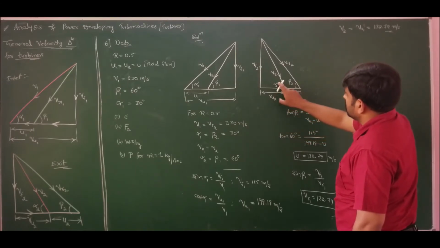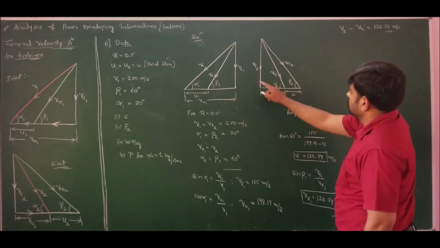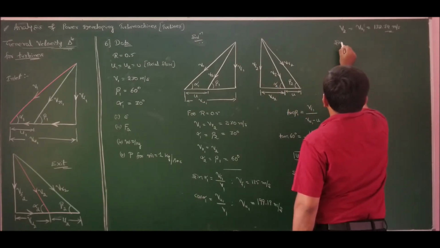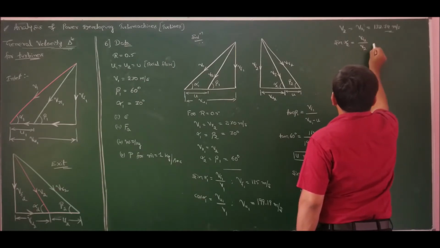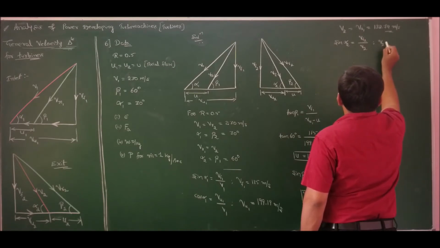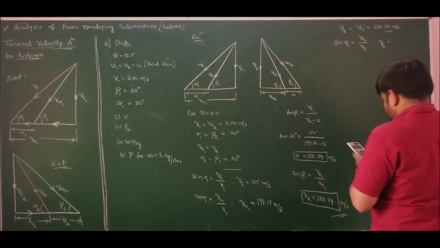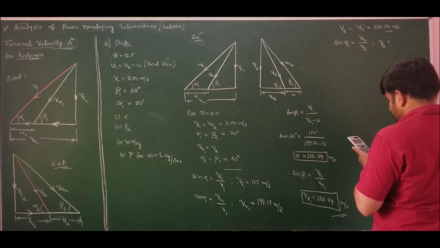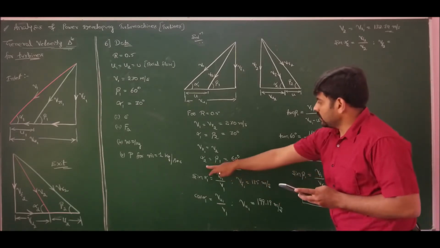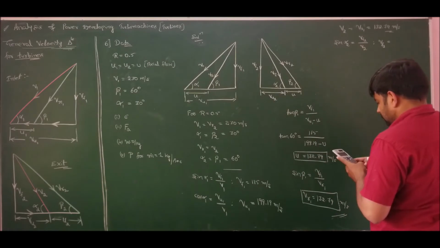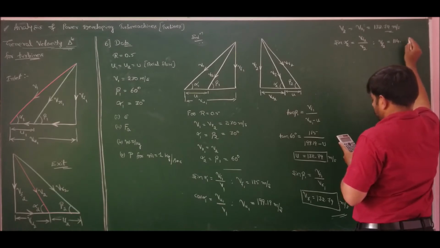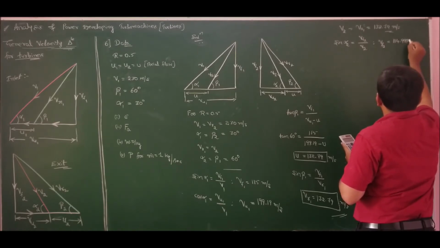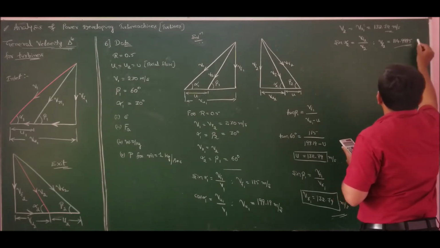Alpha 2 is known, so I can find the value of Vf2. If I use sin alpha 2, sin alpha 2 is equal to Vf2 by V2. Hence the value of Vf2 will be V2 into sin alpha 2. V2 is 132.79 into sin of alpha 2. Alpha 2 is equal to beta 1, which is 60 degrees. I will get the answer as 114.9995 meters per second.